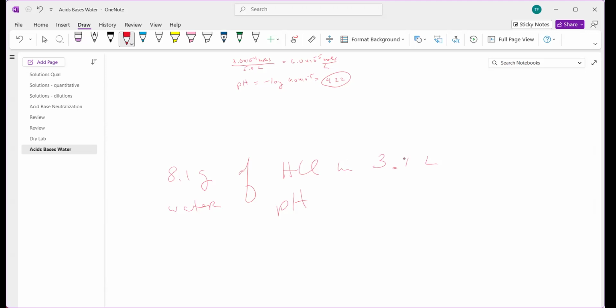We have 8.1 grams of HCl and a little over 3 liters of water. What's the pH? The idea here is to calculate the concentration first before we can do pH. Concentration is in moles per liter. We have grams, so we have to go from grams to moles. HCl is, and Cl is it 35?